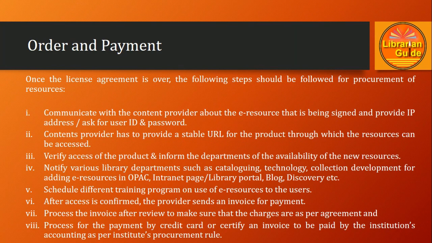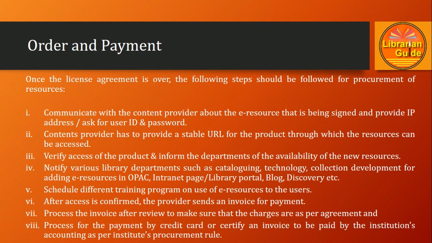Once the order has been placed and payment made, one has to verify the access, whether the document or e-resource is accessible or not. Accordingly, inform the related departments about the availability of the new resource and notify various departments to include the e-resource in the online public access catalog or their blog, discovery or library portal. Schedule different training programs on use of the e-resource for the users.